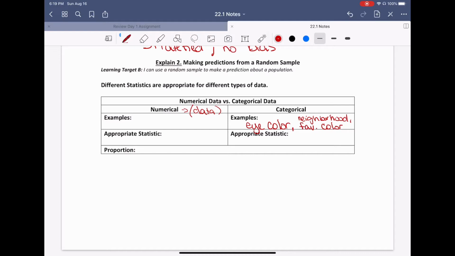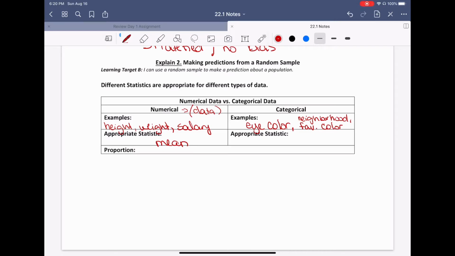What we can measure are statistics such as height. How tall are you? Weight. Salary, right? How much does each people make? That would be an example of numerical. Now, the appropriate statistics. In order to measure numerical data, we use the mean. Mean is the most appropriate statistical measure for anything numerical.